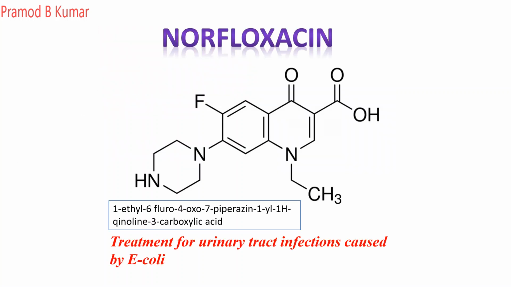Next example is NORFLOXACIN. NORFLOXACIN is an example of second generation. See the same thing with the similarity. It contains a piperazine ring at the 7th position, fluorine at the 6th position. So this is the structure, and there is no nitrogen at the 8th position. That is the difference between NORFLOXACIN and NALIDIXIC acid.